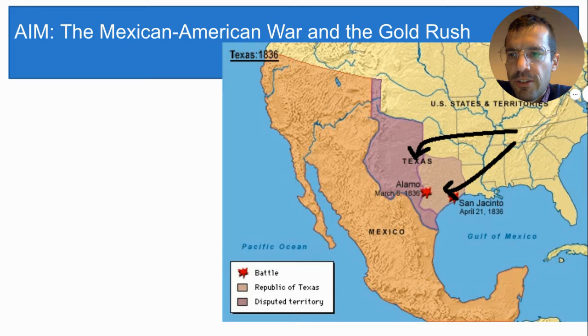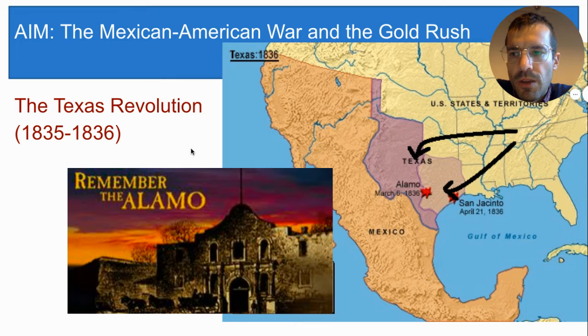But over time, tensions increased. An important reason for that was that, unlike the US, Mexico did not allow slavery. But many of the Texians were Southerners who brought slaves with them when they moved into Texas. In 1835, the Texians went to war with Mexico, and this war is called the Texas Revolution. The Texians won. You might have heard of the Battle of the Alamo. That was one famous battle during this war.